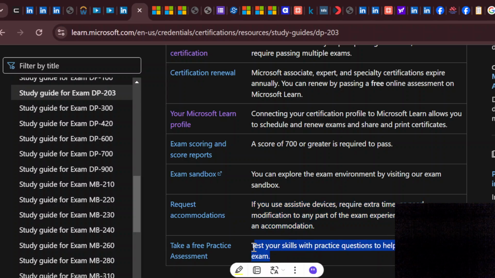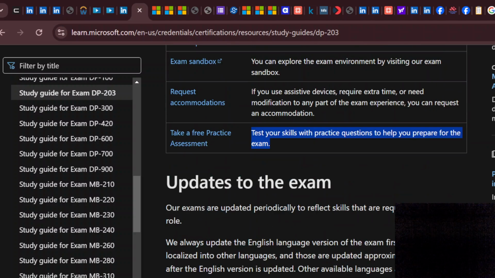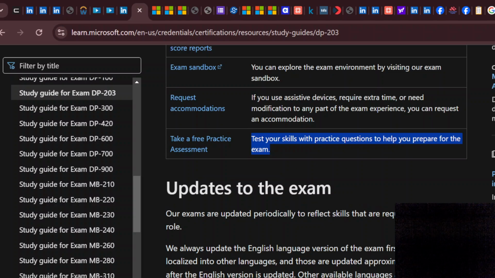Free practice assessment. I would recommend going through these practice exams, but the real exam questions that appear are completely different. 90% are different, only 10% will actually come. But why we have to take the practice tests is to completely understand the subject, both theoretical and practical.